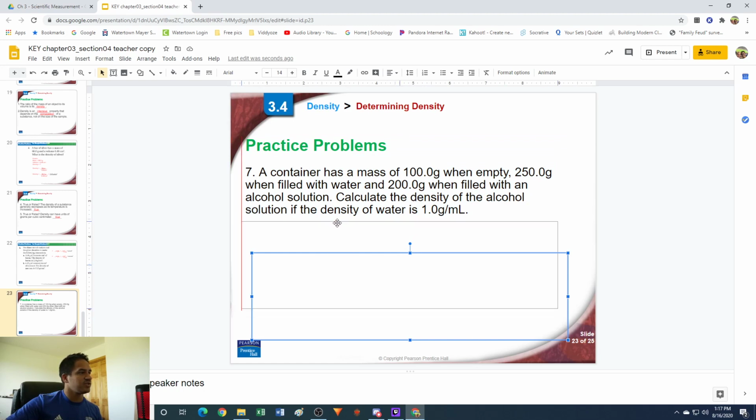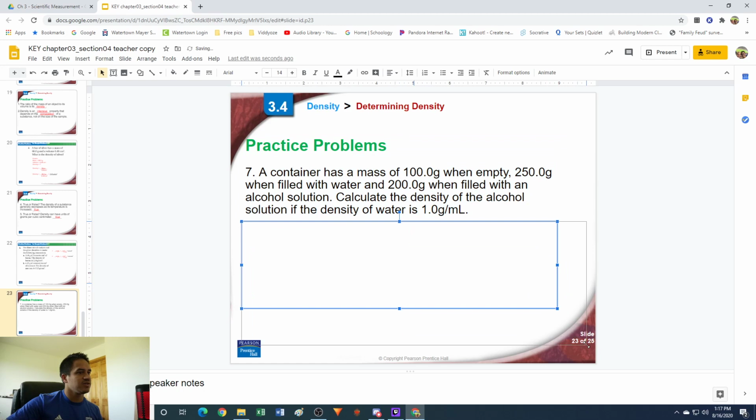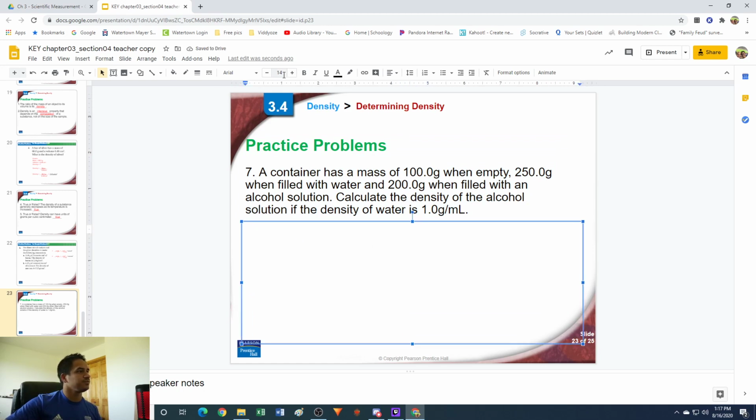So let's move our text box up here so you have a little bit more space. Okay, so here's what we want to do. We are given some information, and this information is really important. We have a container that, when it's empty, has a mass of 100.0 grams. When filled with water, it is 250 grams. So when it's empty, it's 100. When you put water in, it's 250.